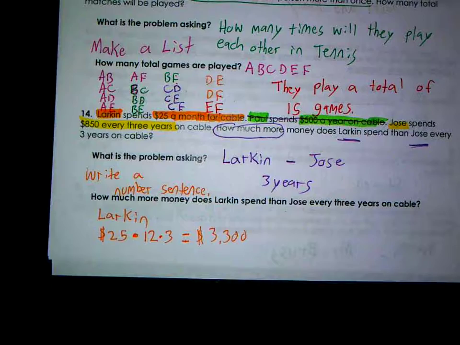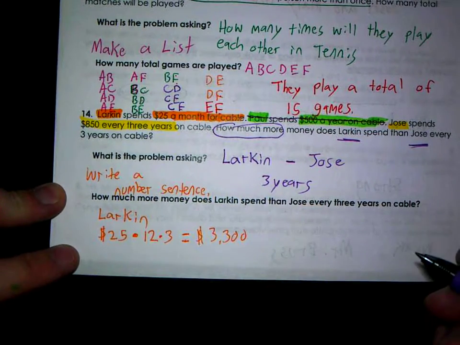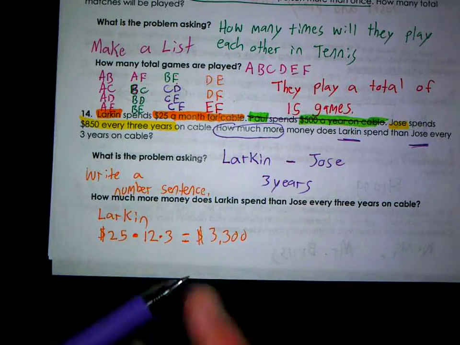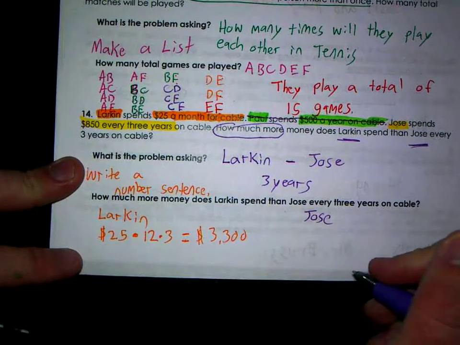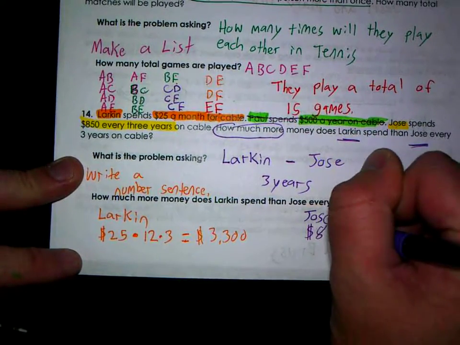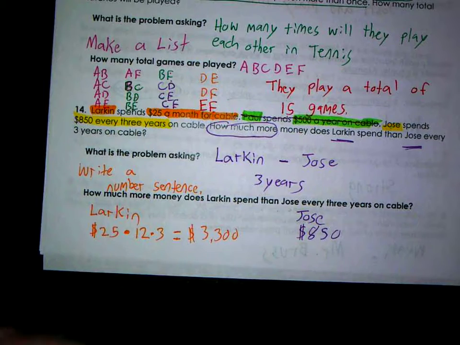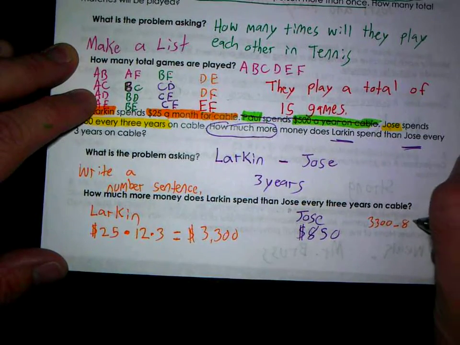Next, we have Jose. And what color did I make Jose? Yellow? No, I don't have a yellow pen. Jose, he just spends a flat $850. Wow, that's actually pretty good. $850, I would pay that to have cable for 3 years. So, we need to know, what is 3,300 minus 850?